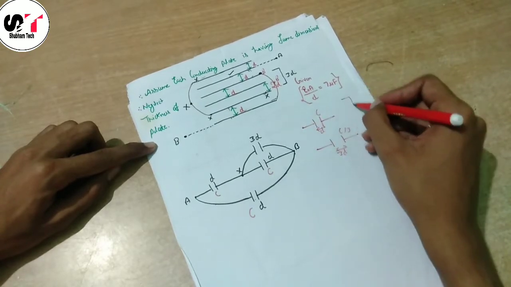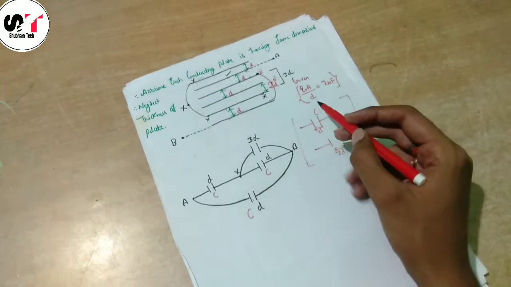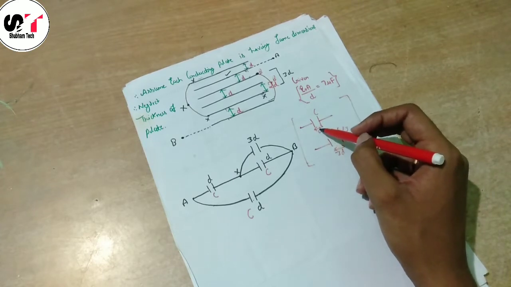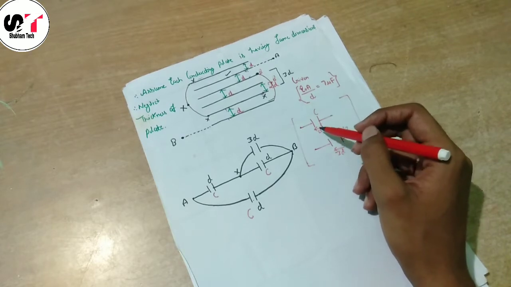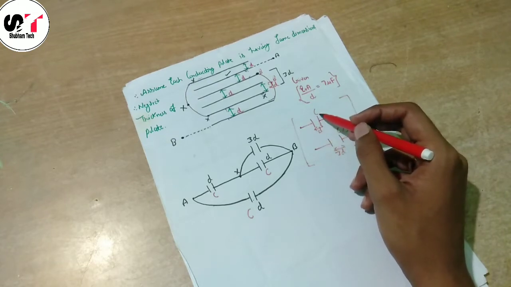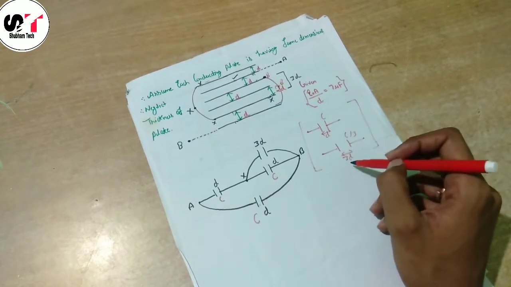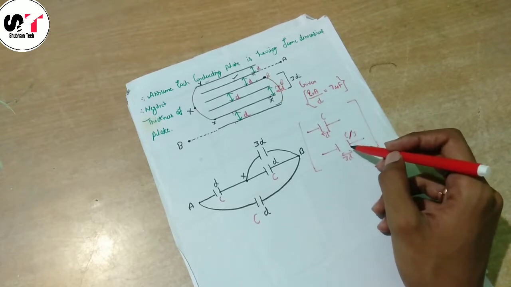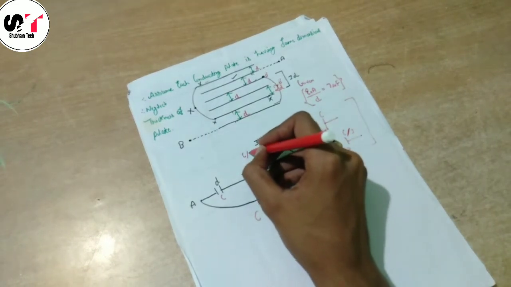This is the important fact of capacitors to understand. If you increase the separation of plates, then its capacitance decreases by that factor. Suppose you double the distance between the plates, then its capacitance becomes half. And if you triple the distance, the capacitance decreases by the same factor. So here we can write capacitance is C by 3.